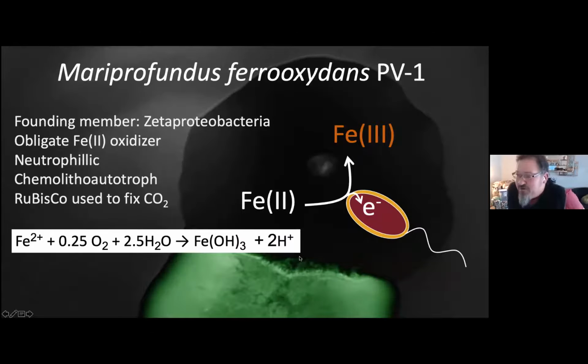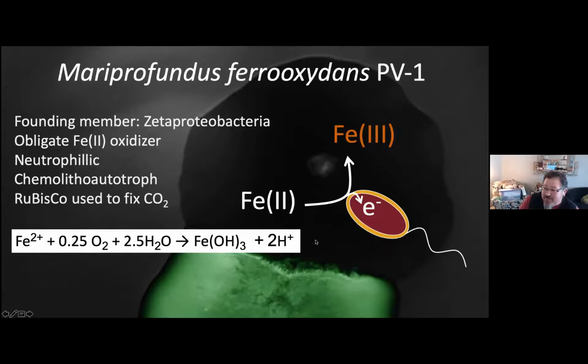And the specific microbe that we're going to talk about is called Mariprofundus ferrooxydans. This is the founding member of the Zeta proteobacteria, isolated by Dave Emerson probably 15 or 20 years ago now, I forget exactly. It's an obligate iron oxidizer. So this is the only way that we know of how it can grow, either in the lab or in the environment. It's neutrophilic. It's a chemolithoautotroph, so it's using chemical energy. It's using iron as its electron source, and it's fixing CO2 like a plant, essentially, using rubisco.